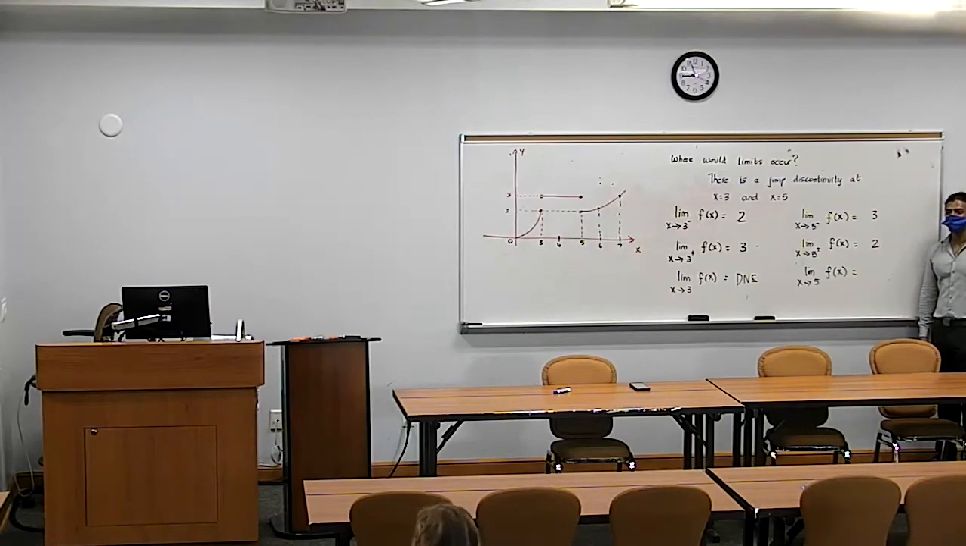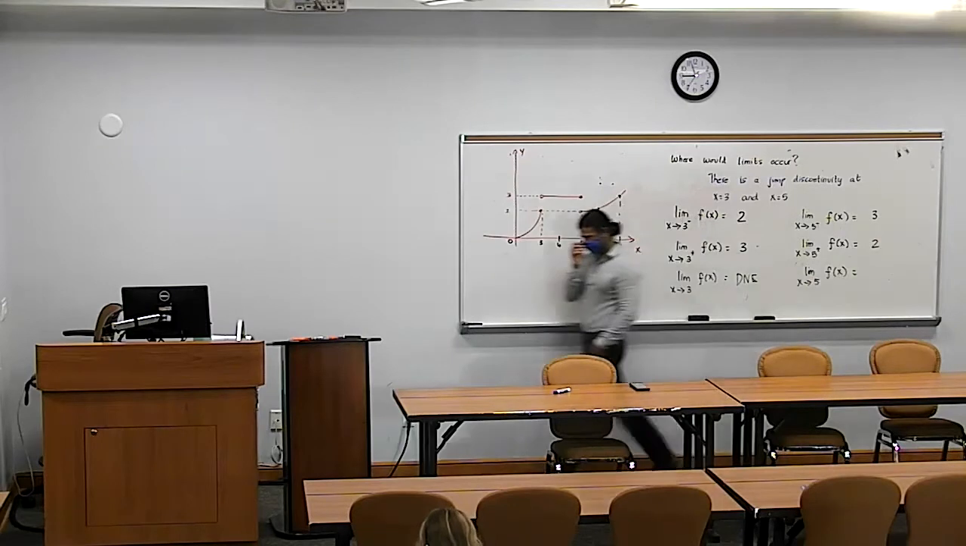What's your name? Colton. Colton likes a whole lot of things. Why not? The left and right limit are not the same. The left limit and the right limit are not the same, so the limit is not going to exist.